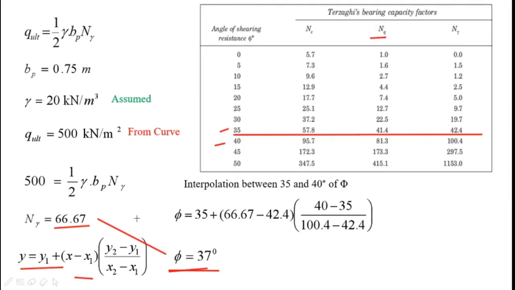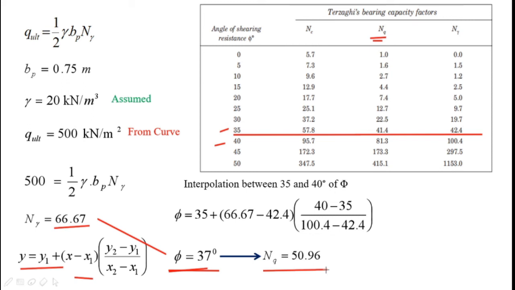Now if you can see this table, phi equals 37 degrees is again not available. So we have to again interpolate the values of Nq in order to determine Nq related with 37 degrees. Once you do that interpolation, you will get the value of Nq as 50.96. Okay, so please do the interpolation. If you don't understand it, just let me know. I'll upload a PDF explaining this entire procedure.